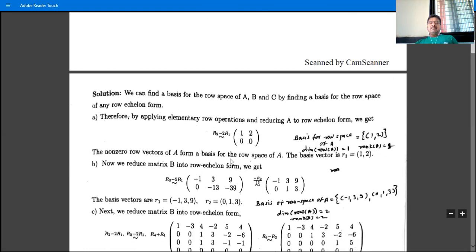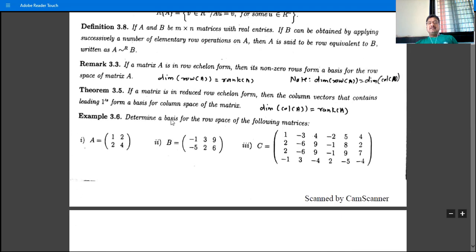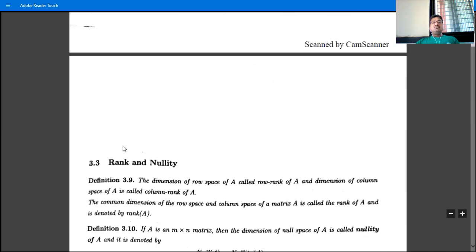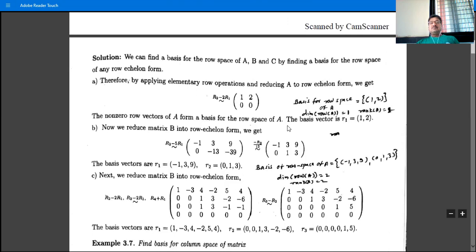Row equivalent. Okay, so we have to solve this example. Determine the basis for row space of the matrix. Or the question is to determine the basis, rank and dimension of row space. That is the rank of the matrix. So the first matrix is of order 2 by 2. Now we have to reduce this matrix to echelon form. So the answer of the first question, we have to reduce the matrix to echelon form.